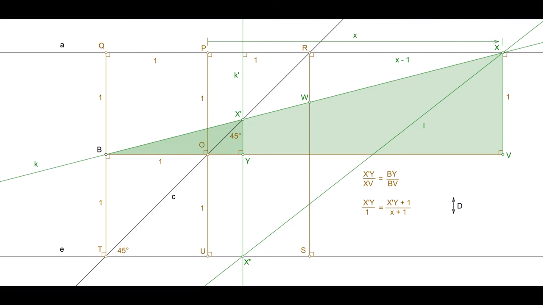The distance X V is 1. Thanks to that 45-degree angle, O, Y, X prime is isosceles. So O Y is the same distance as X prime Y. That makes B Y equal to X prime Y plus 1. And B V is obviously the distance x plus 1. Cross multiply and simplify, and it turns out that X prime Y is simply the inverse of the distance x.